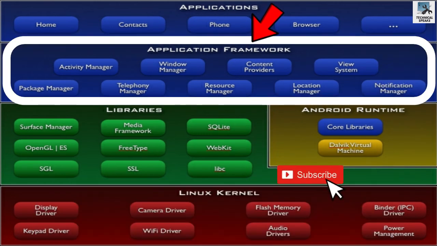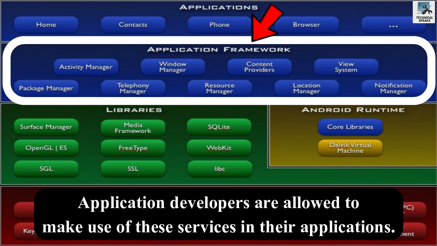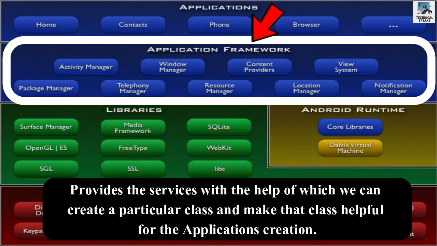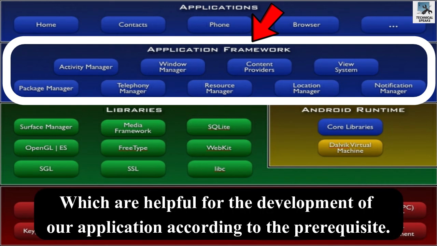The next layer we have is the Application Framework. The Application Framework layer provides many higher level services to applications in the form of Java classes. Application developers are allowed to make use of these services in their applications. Generally, it provides the services with the help of which we can create a particular class and make that class helpful for the application's creation. It includes different types of services like Activity Manager, Notification Manager, View System, Package Manager, etc., which are helpful for the development of our application according to the prerequisite.